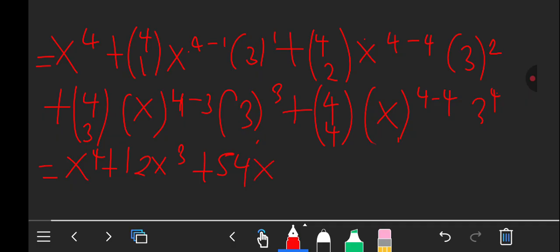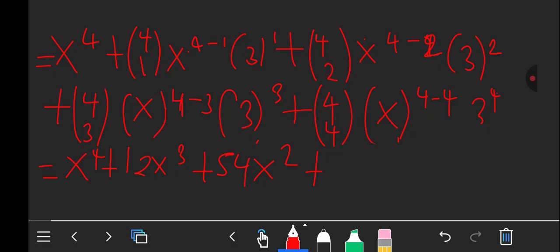Then x to the power. In fact, that was 2, not 3. So 4 minus 2, that is 2. So x to the power 2.